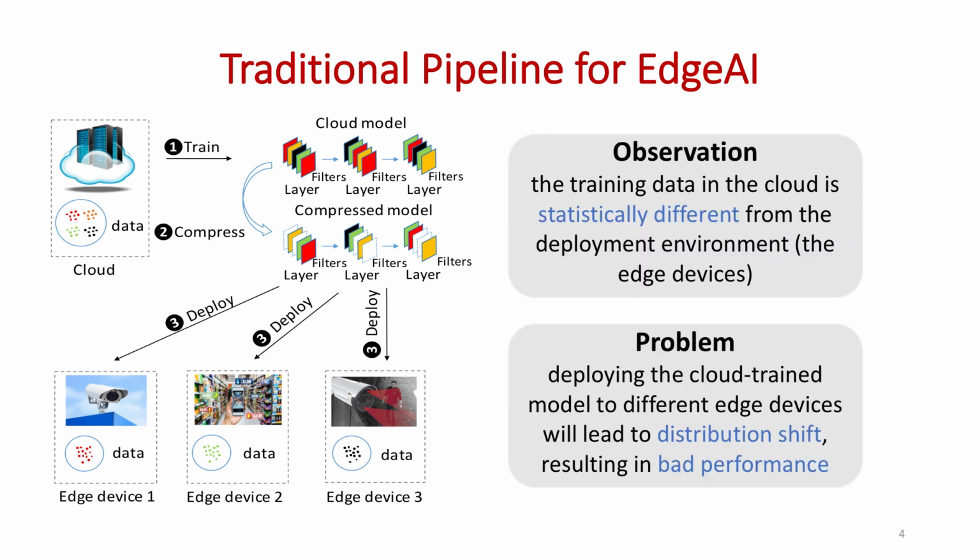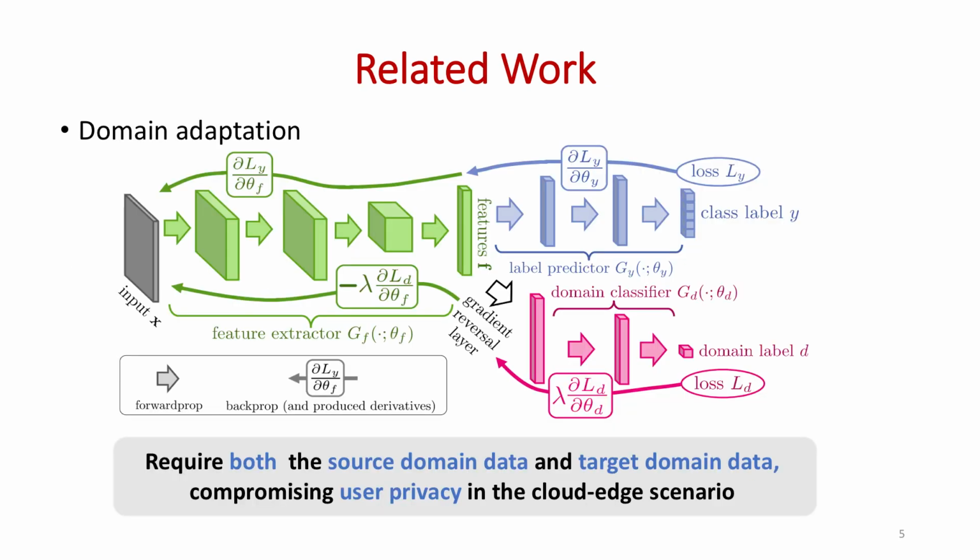However, in our scenario, the training data in the cloud is statistically different from the deployment environment. Thus, directly deploying the cloud-trained model to different edge devices will lead to distribution shift, resulting in bad performance.